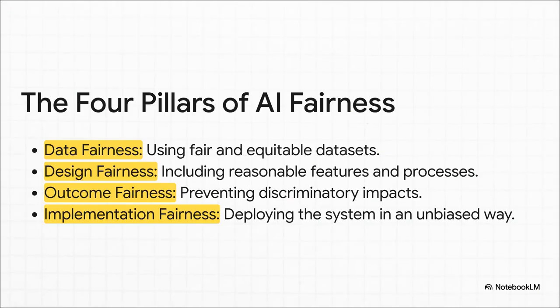So what does that actually mean in practice? Well, it means you have to be thinking about fairness at every single step. It starts with your data. Is it fair and equitable? Then you've got the design itself. After that, you have to check the outcomes. Are they creating discriminatory results? And finally, you have to look at how the system is actually implemented in the real world. You can't just drop the ball at any of those stages.